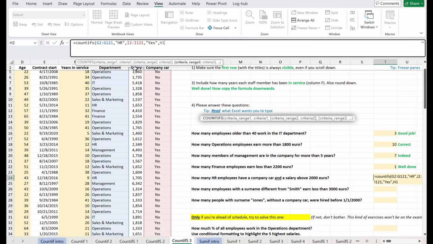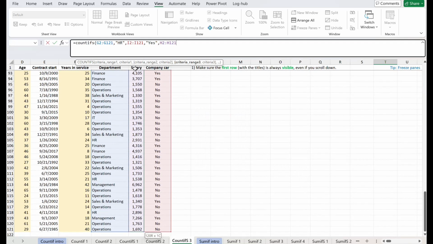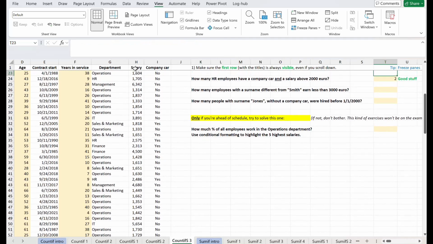So we select all the salaries, and then the criterion is bigger than 2,000. This should be the solution. Okay.